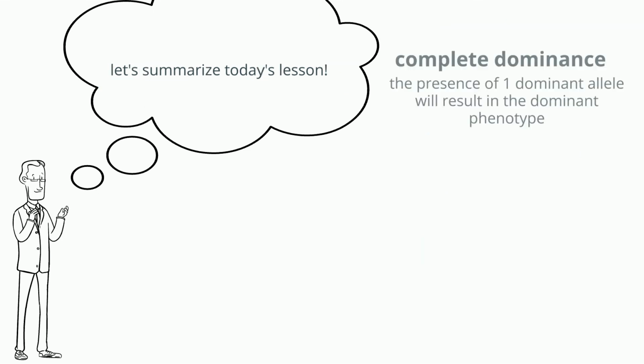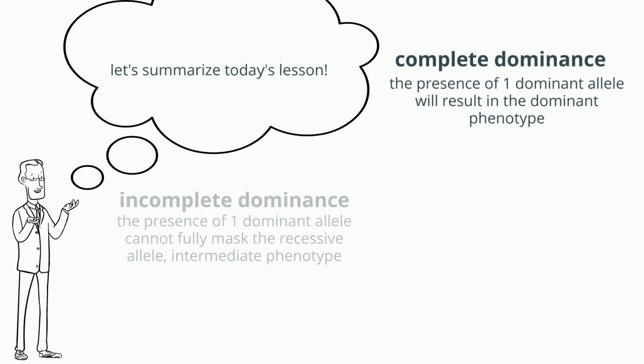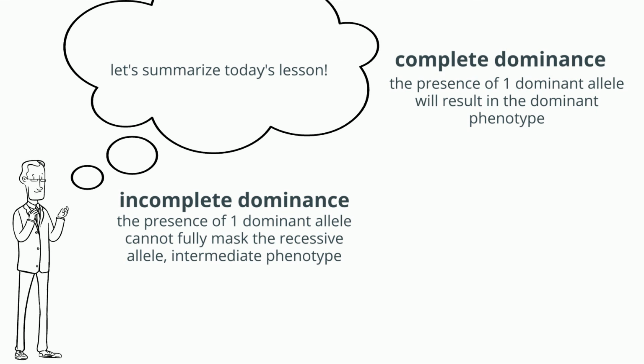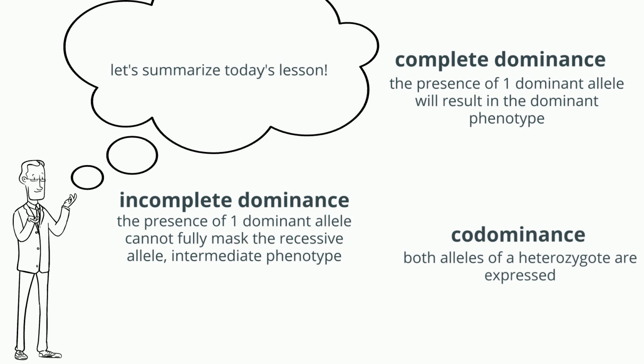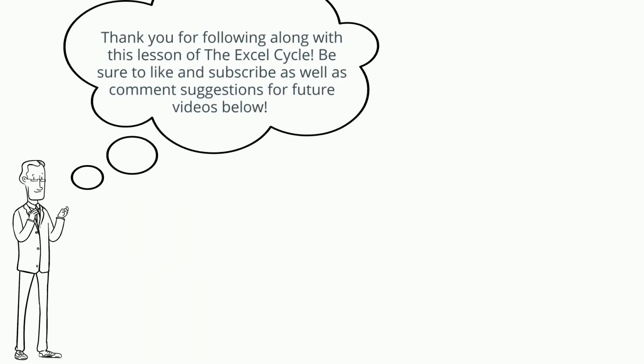Let's summarize today's lesson. Complete dominance is when the presence of one dominant allele will result in the dominant phenotype. Incomplete dominance is when the presence of one dominant allele cannot fully mask the recessive allele, and produces an intermediate phenotype. And codominance has both alleles expressed in the heterozygote.